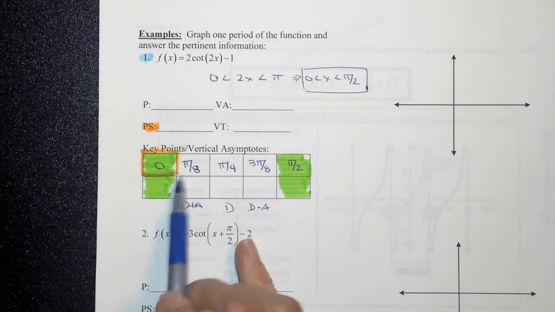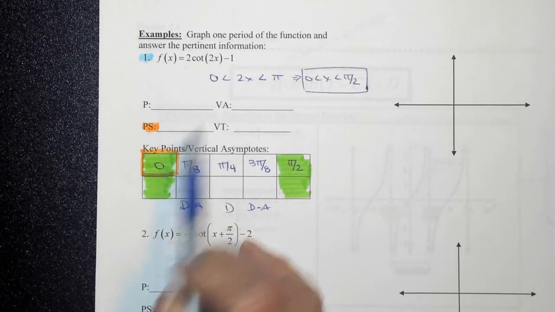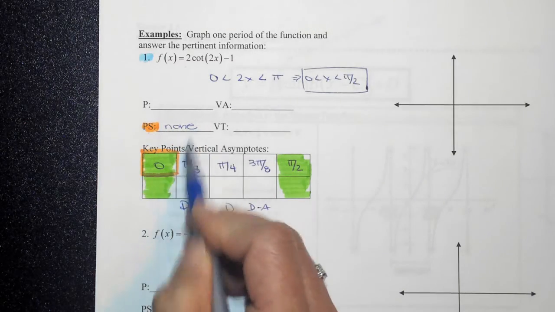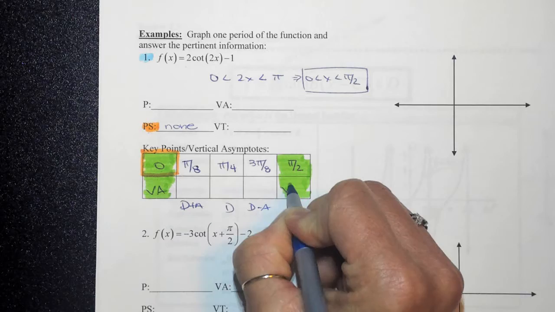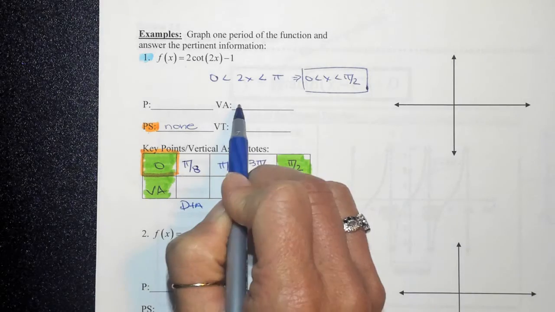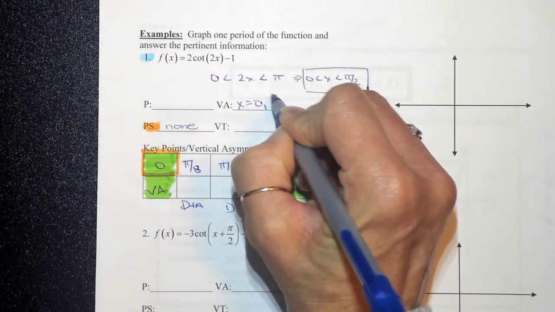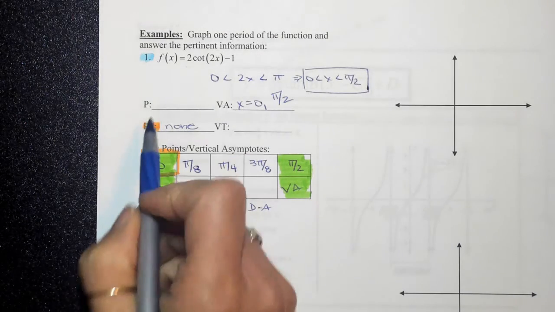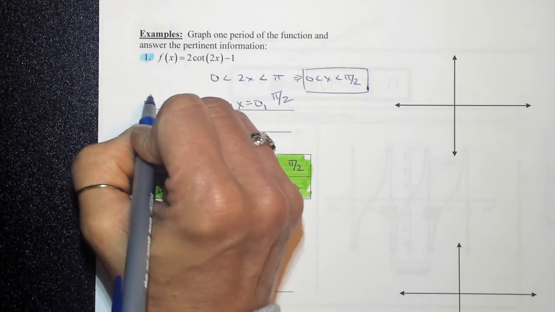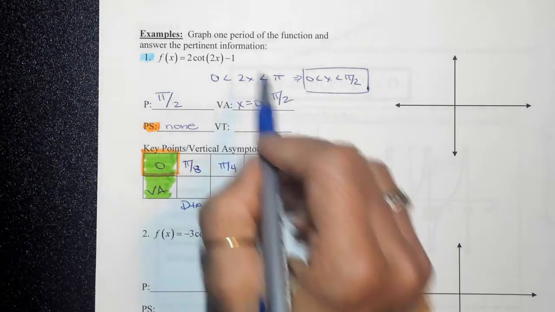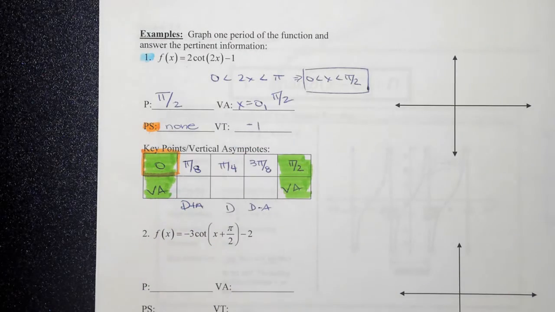So I highlighted this in orange. That means I have my phase shift. There is no C value, so there is no phase shift, but it makes sense these two should match up. This is a vertical asymptote, this is a vertical asymptote. So I'm going to put this here. X is equal to 0 and pi over 2. This P stands for the period, which remember is pi divided by your B value, which is 2, pi over 2. Okay, and then our vertical translation is -1, meaning we would move down 1.